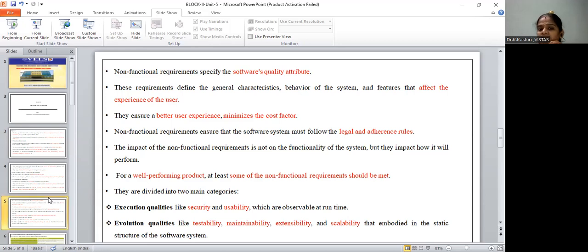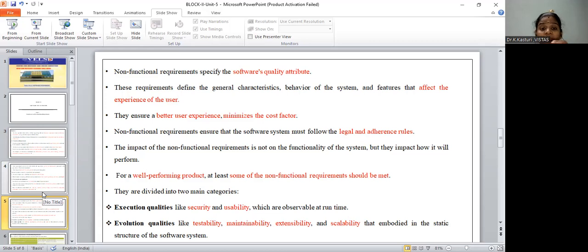They ensure a better user experience and minimize the cost factor. Yes, a non-functional requirement should do this. It should give a better user experience and it also should minimize the cost factor. Non-functional requirements ensure that the software system must follow the legal and adherence rules. The impact of non-functional requirements is not on the functionality of the system, but on how it will perform. For a well-performing product, at least some of the non-functional requirements should be met.